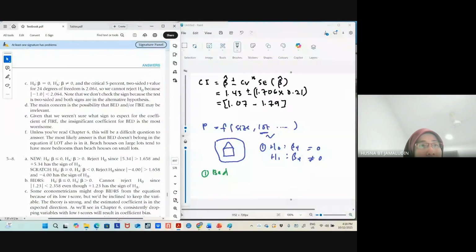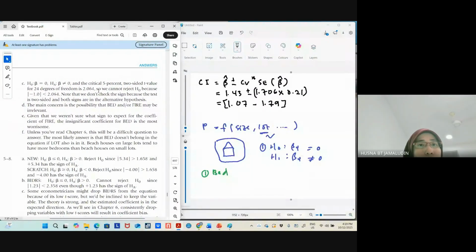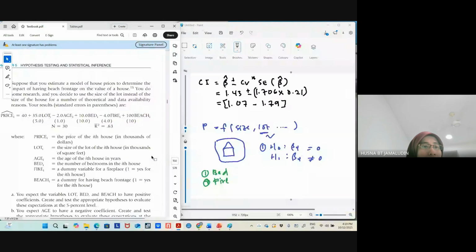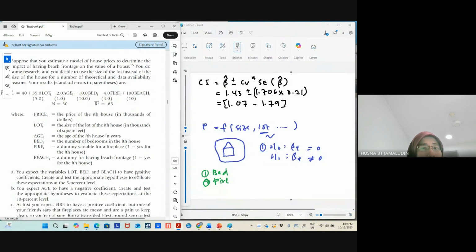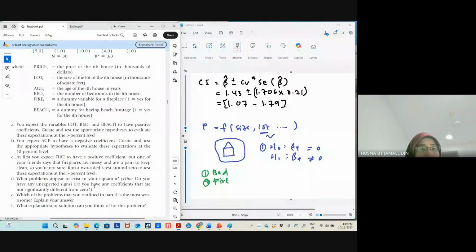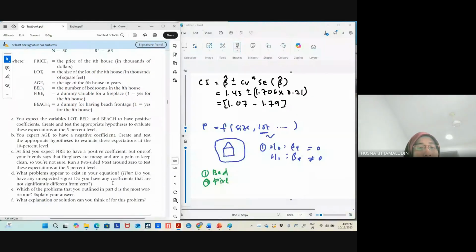What is this? Two-sided test. So we cannot reject H naught. Two-sided is the fire just now. Second, the fireplace. Okay. Let's go back to the question, because we want to have a quick answer. Which one is not significant, right? Okay. Do you have any coefficient that is not significantly different from 0? So you have bed and fire. They are not significant.